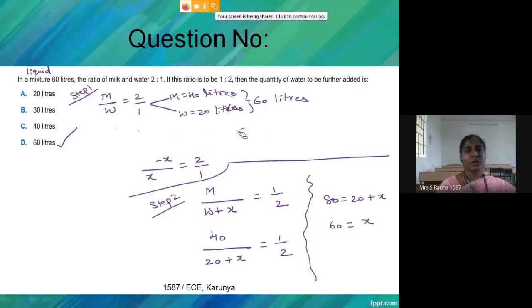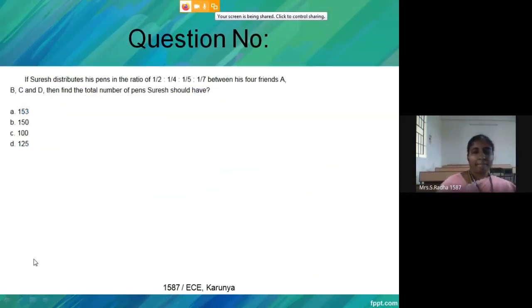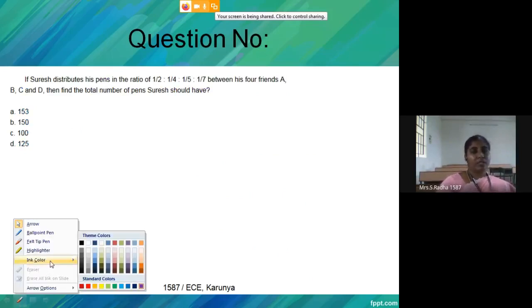Okay. Now I will go to the next problem in the topic ratio and proportions. This is our next problem. Kindly read the problem.